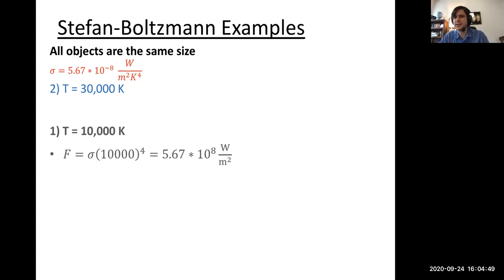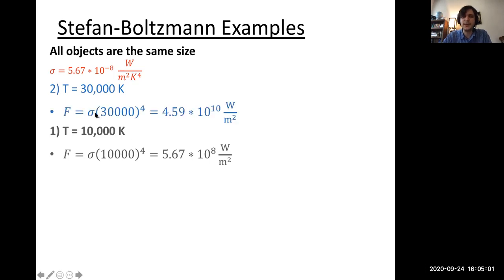Okay, so the second example that I did is a star that has a temperature of 30,000 Kelvin, about as hot as stars can get. The surface temperature of 30,000 Kelvin. So I can calculate the flux. It would equal sigma, that number, times 30,000 raised to the fourth power. Punch in those numbers into your calculator, and you'll get 4.59 times 10 to the 10th watts per square meter. That's a bigger number. Does that mean a whole lot to you? Probably not. Doesn't mean a whole lot to me either. I just know that that is going to be the radiative flux. It's a number.